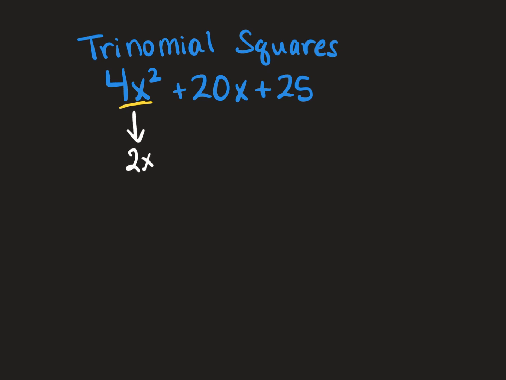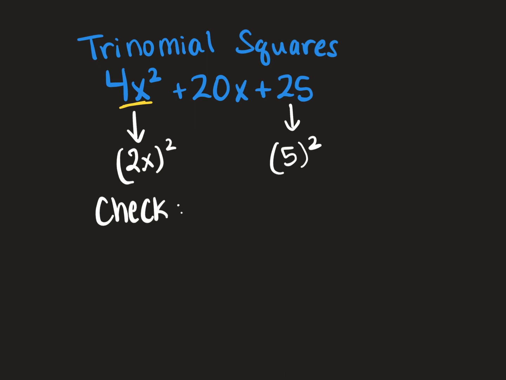That's going to be 2x. We have another perfect square here, and the square root is 5. We're going to do that check again. Does our middle term equal 2 times our square roots? And 20 does equal 2 times 2x times 5.